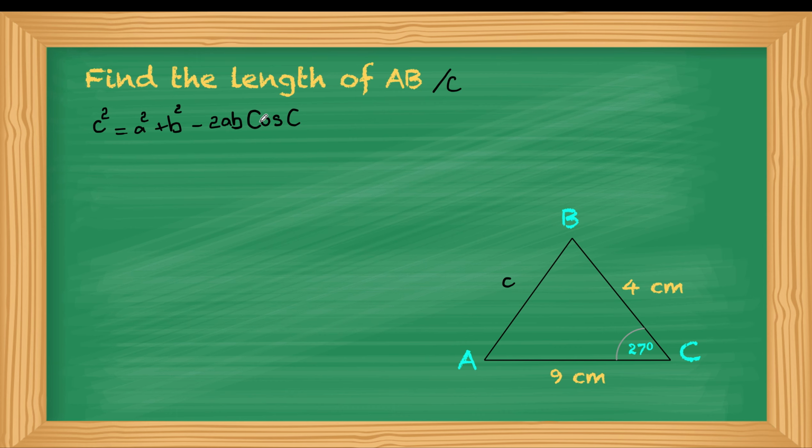Alright, so we're going to put in what we know. We don't know what C is, so we're going to put back our C squared, and it is equal to, A is equal to, so it will be 4 squared plus 9 squared minus 2 times 4 times 9, and our cos here, the included angle that we have here, is 27 degrees.